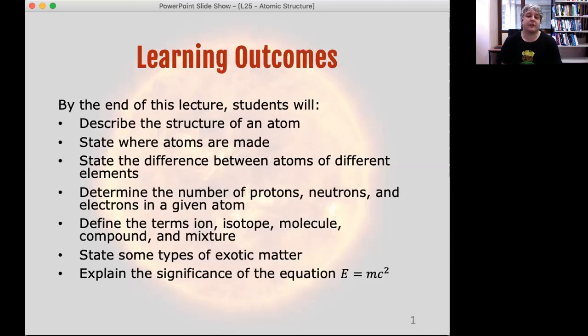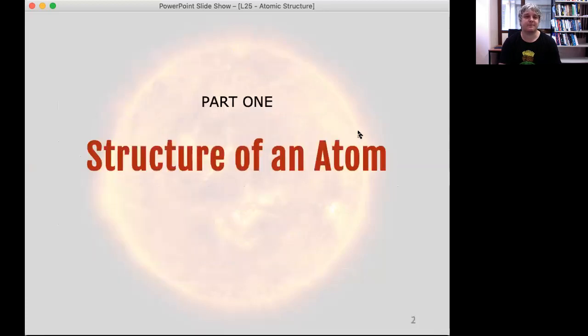There is also the significance of the equation E equals mc squared, which is somewhere in the middle of this lesson, but I've put that as the last learning outcome because that is obviously a well-known equation, something to hopefully look forward to actually understanding that equation in a basic sense.